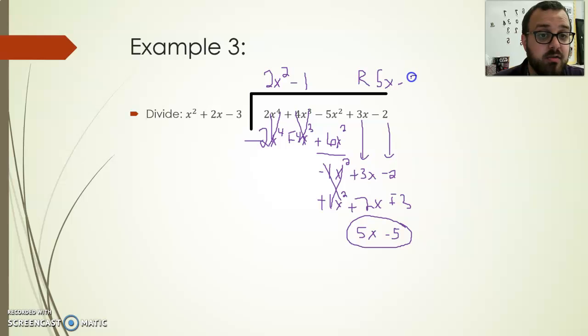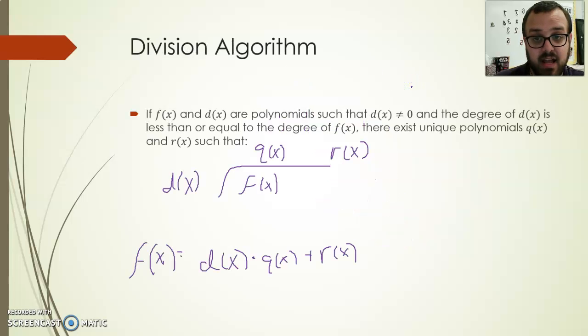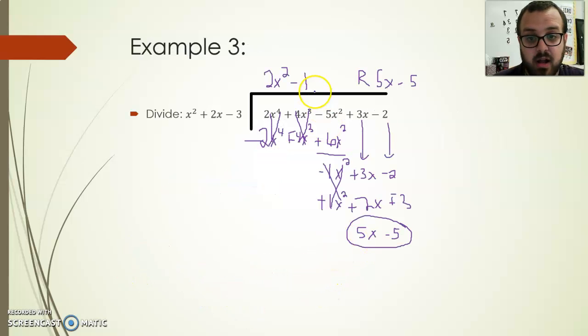Now, if I wanted to use what we talked about on the last slide, this division algorithm, I can rewrite my original function by using this right here. So what does that mean for this one? It means that I can rewrite 2x to the 4th plus 4x to the 3rd minus 5x squared plus 3x minus 2.